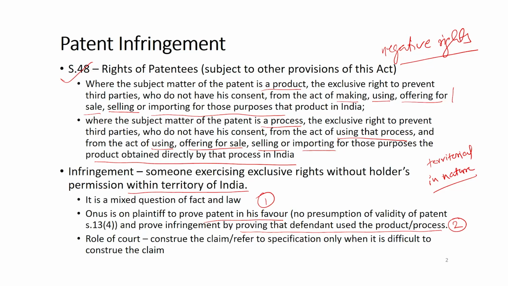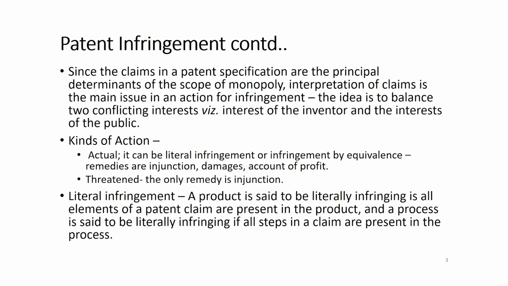Entire process of infringement proceeding, what is the role of court? The role of court is to construe the claim. This is very important. I will refer to this word claim again. So what I am trying to say, there are rights given in section 48. Nobody should exercise these rights without the authorization of patent holder. If somebody is exercising these rights, he is committing infringement of patent rights. What plaintiff has to do? He has to prove a valid patent in his favor, and he has to prove act of infringement done by the defendant. I said, what is the role of court?